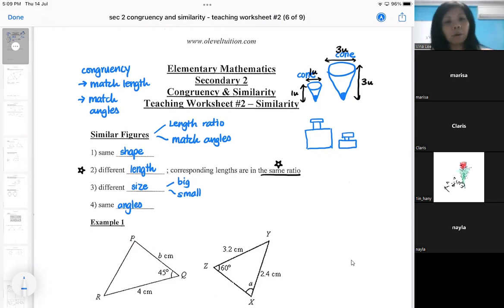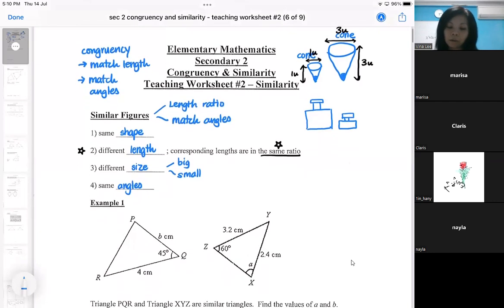Most of you find it very simple. Similar figure, you cannot be matching length. You must tell yourself you no longer match length, because you're dealing with a bigger version and a smaller version. It doesn't make sense to match length anymore. But you are still able to match angle. So in both congruency and similarity, you are able to match angles.